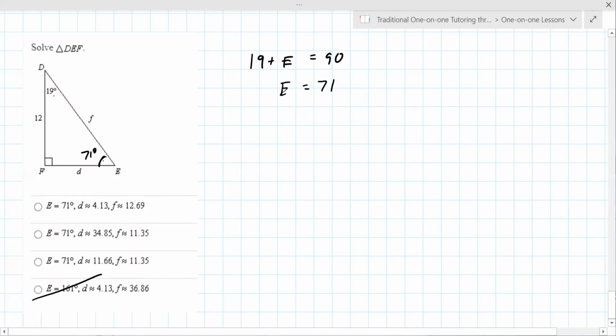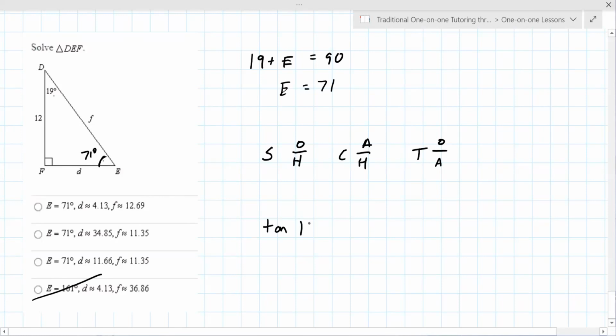Yes. Okay. Now to find the other ones, we're going to use sine, cosine, or tangent. So sine is opposite over hypotenuse. Cosine is the adjacent over the hypotenuse, and tangent is the opposite over the adjacent. And unfortunately, they just give you the one side there. So we're going to use tangent. And I'll explain why in a moment.